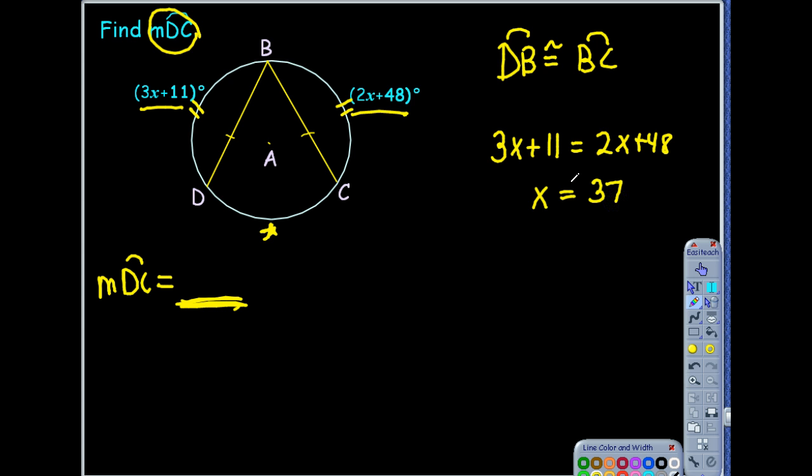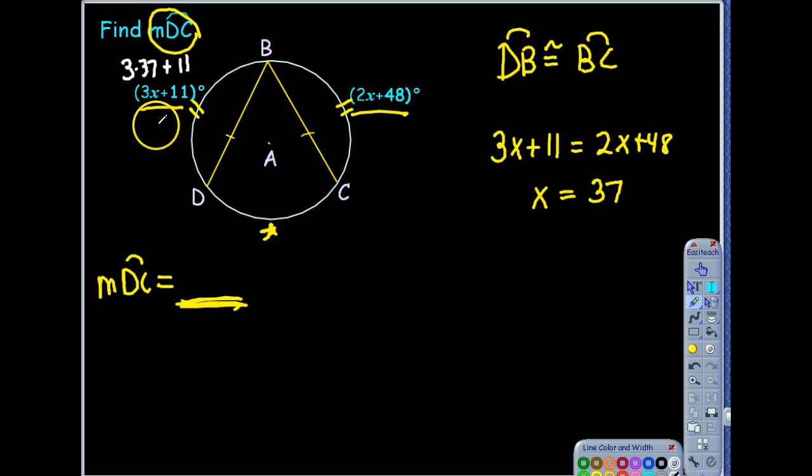37. Yep. All right. Now that's just the x. Right. So what do you think we're going to do next? So I need to actually know the measures of those 2 arcs to be able to find any unknown measure of an arc that's left. Okay. So what am I going to do with that? I'm going to take 3 times 37 plus 11.